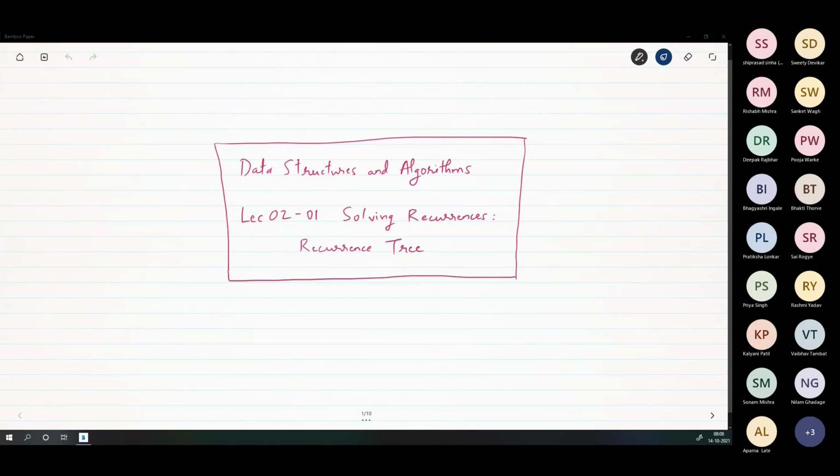So what is the meaning of a recursive form? It means that the definition of the function is not given directly. Instead, the function is defined using smaller values. Such relationships are called recurrences, and when such a relationship is given, we have to find out what the function is. That is what is meant by solving recurrences. Today we'll look at one method of solving recurrences, called the recurrence tree. There are three methods which we'll look at: recurrence tree, substitution, and master method. Today we'll look at the recurrence tree and complete it.